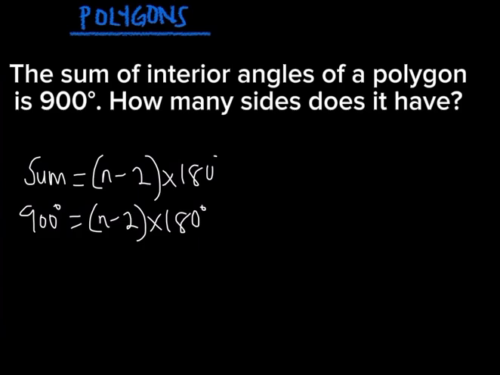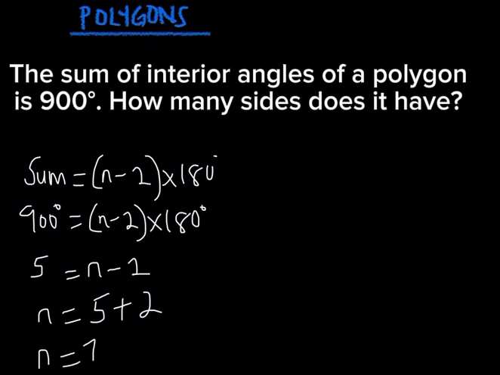When we divide both sides by 180 degrees, we would have 900 divided by 180, which is 5, is equal to n - 2. Now, when we collect like terms, we would have n is equal to 5 + 2, n is equal to 7. Hence, the number of sides of this polygon is equal to 7. And a 7-sided polygon is a heptagon. So this polygon is a heptagon.